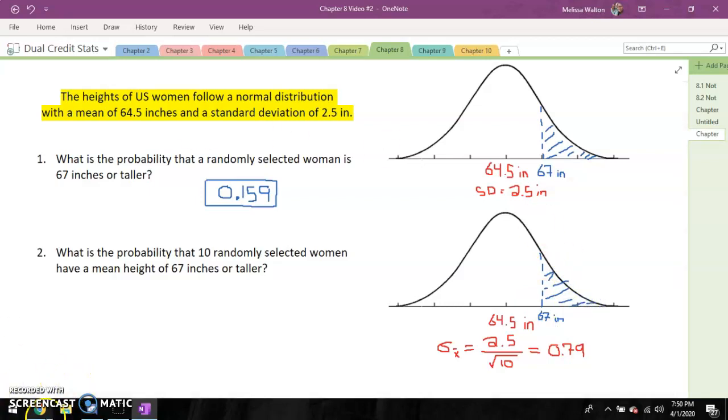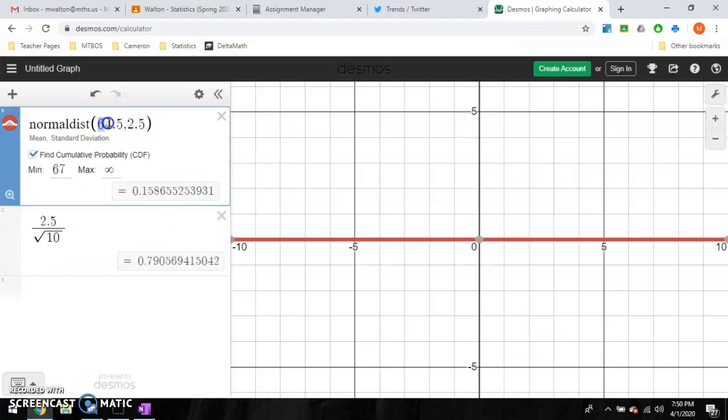So let's go ahead and go back to our Desmos. I already have this in. My mean was 64.5. However, my standard deviation has changed. My new standard deviation is 0.791-ish. Now, we are looking at an endpoint of 67. That did not change. We're going off towards infinity. And this is a very low probability to have 10 women that have an average height of 5'7". That is 0.00079.